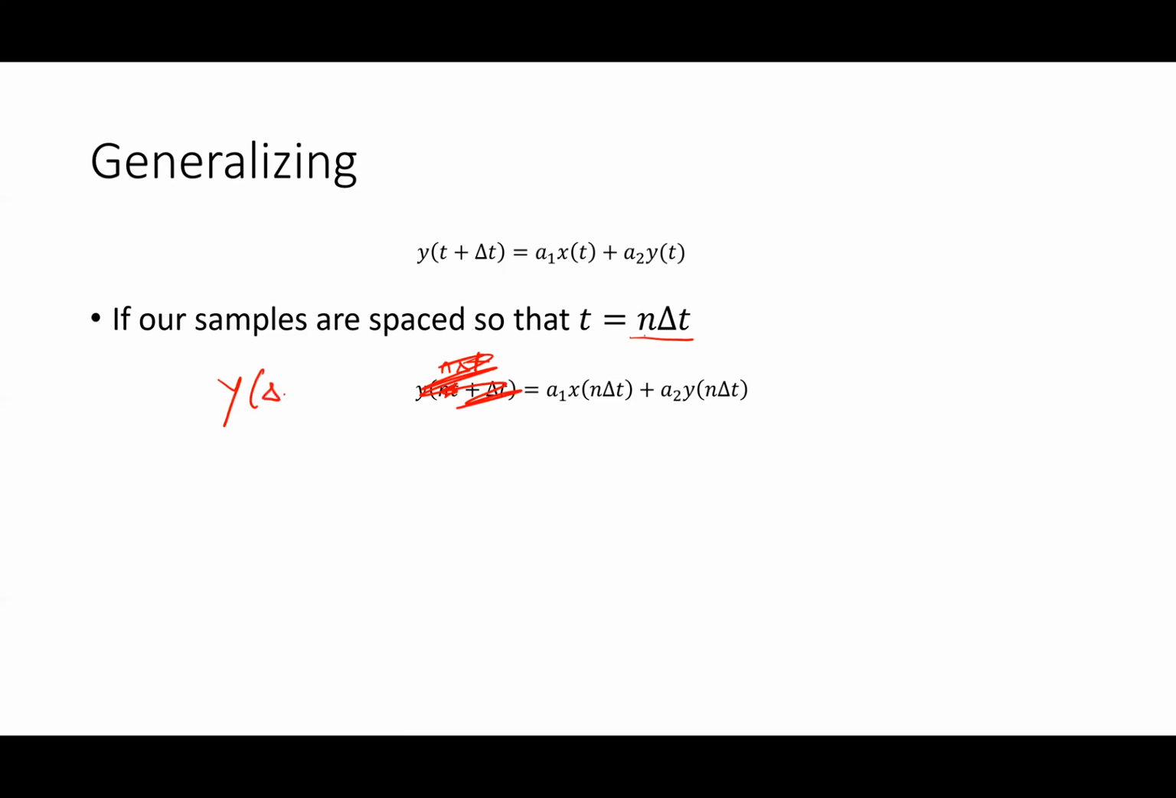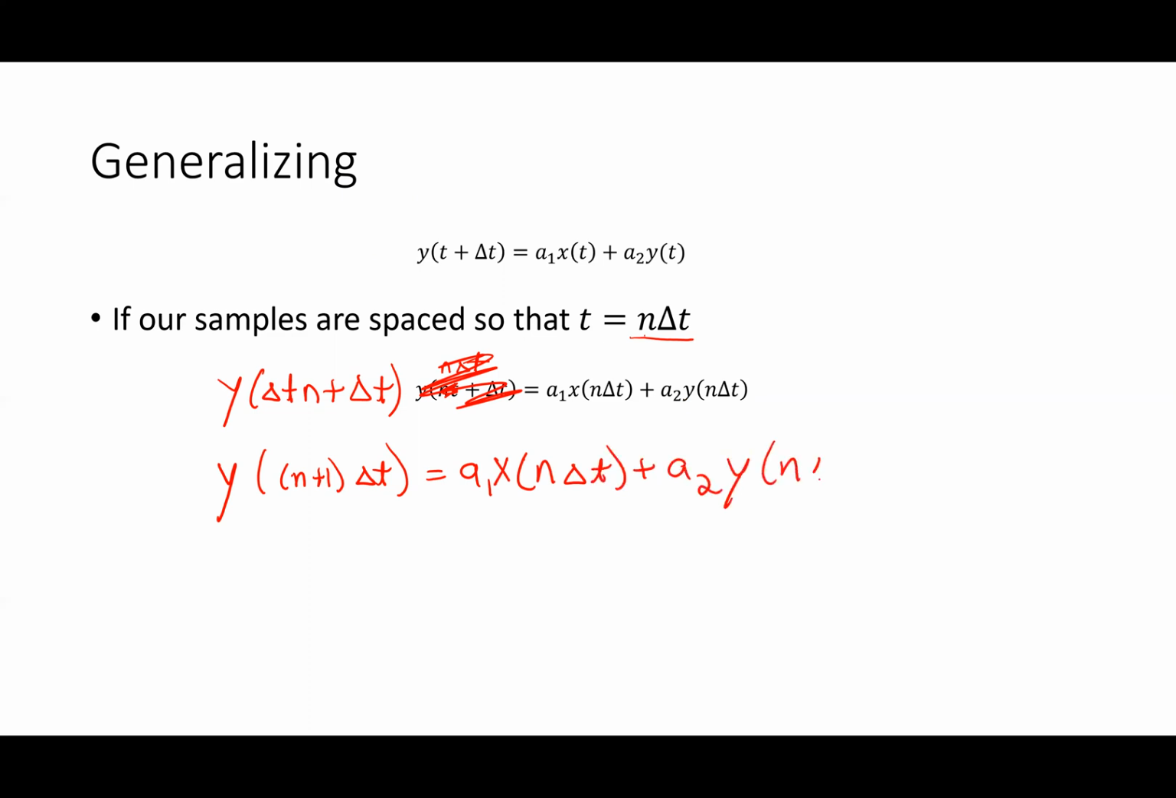y of delta t times n plus delta t. I have that expression. Okay. Now I can factor out a delta t over here, right? I can say I have y of n plus 1 delta t equals a1 times x of n delta t plus a2 times y of n delta t. Now let's look at that for a second.